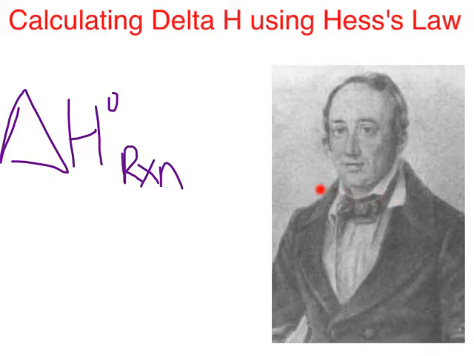Now this handsome devil here is Hess, and he has the distinct honor of coming up with the law that bears his name, but he also has the distinct honor of having two S's at the end of his name, which makes it really difficult to make something possessive. I can never remember, am I supposed to put an apostrophe with no S or an apostrophe S? Anyway, I went with the apostrophe S, so Hess's law.